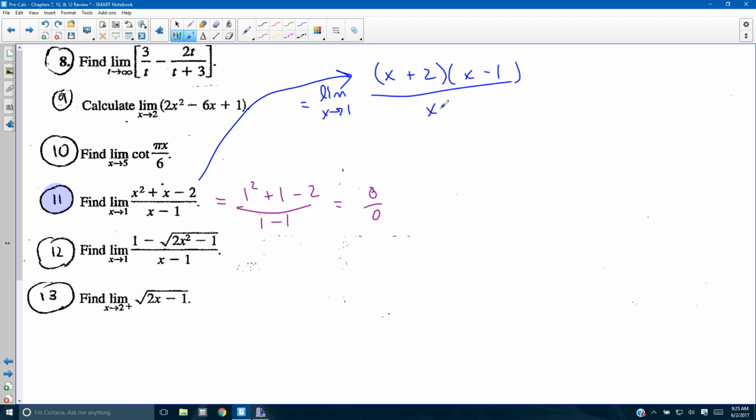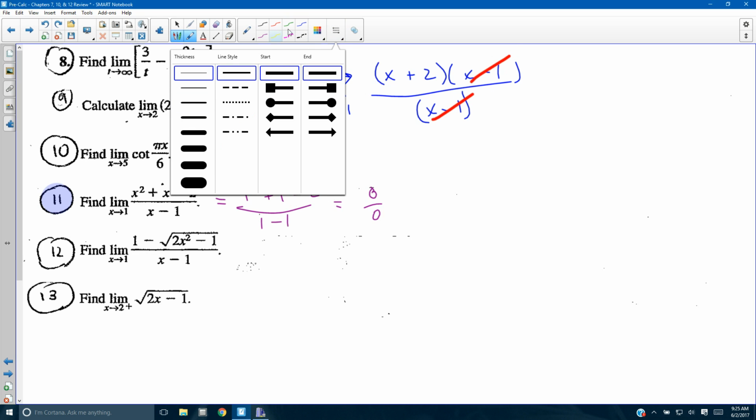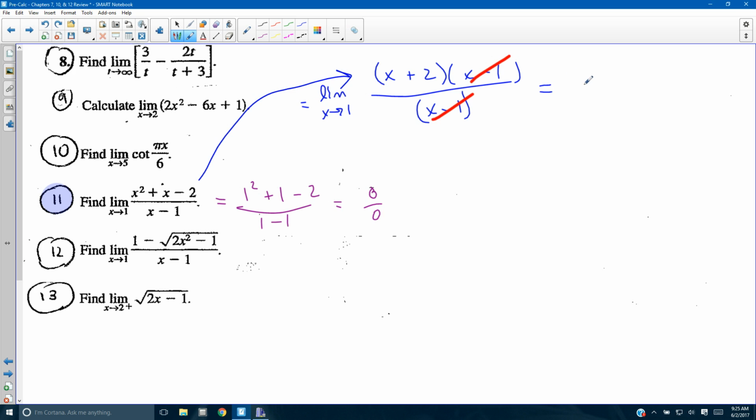Okay, on bottom I have x minus 1, which is a common multiple on top and bottom. These can cancel. You're left with the limit as x approaches 1 of x plus 2. Substitute 1 into x now that you're allowed to. We're going to get 3. As this graph here, which is linear, by the way, quadratic divided by linear, as this linear x plus 2 looking graph gets closer and closer to 1, your y value for this function gets closer and closer to 3.